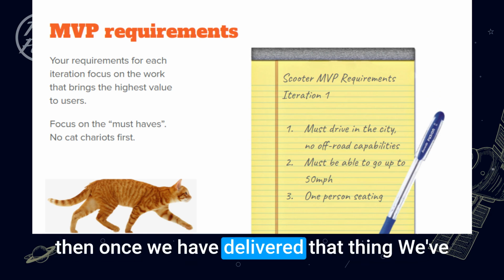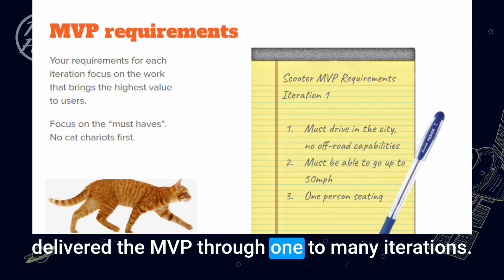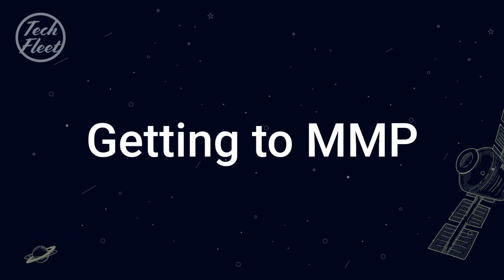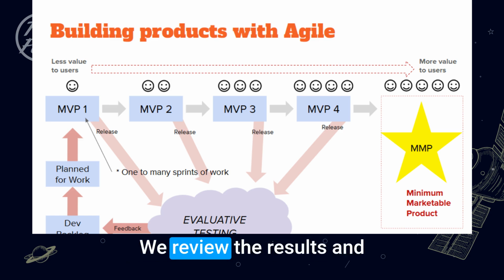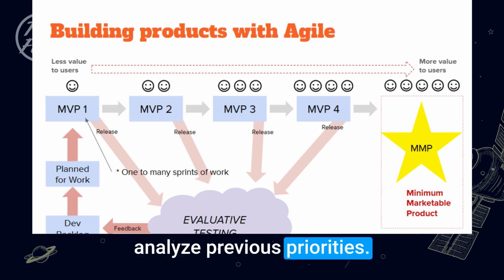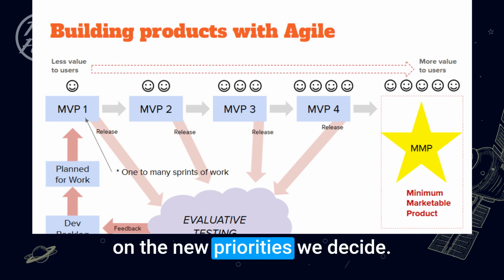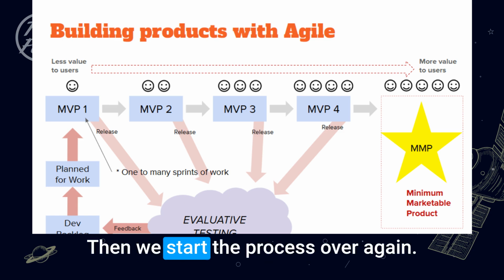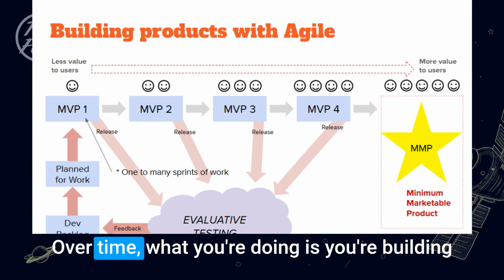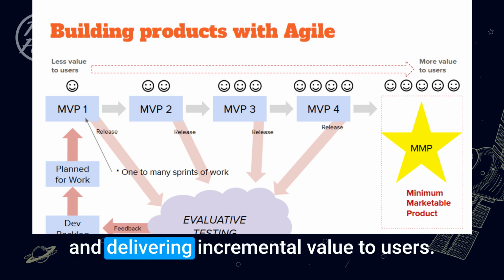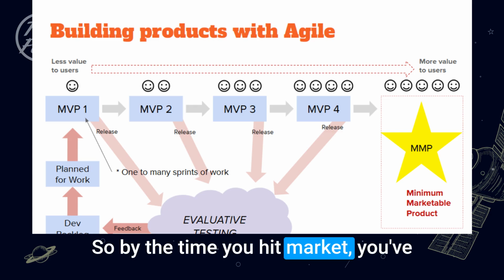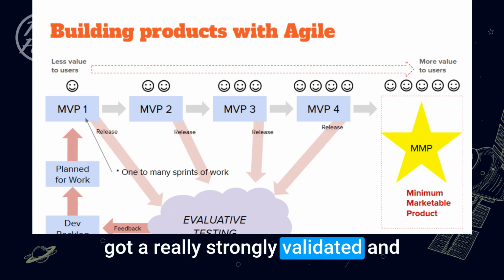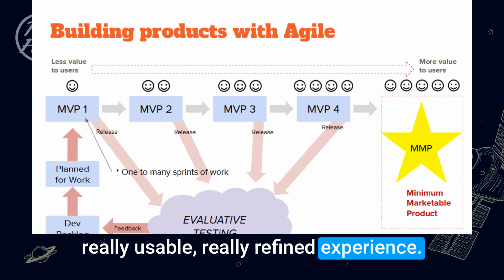And then once we have delivered that thing, we've delivered the MVP through one-to-many iterations. Getting to MMP. We evaluate that thing as we build and after we deliver. We review the results and analyze previous priorities. We plan the next release based on the new priorities we decide. Then we start the process over again. Over time, what you're doing is you're building and delivering incremental value to users. You're not delivering all the value only at the end, like in Waterfall. So by the time you hit market, you've got a really strongly validated and really usable, really refined experience.